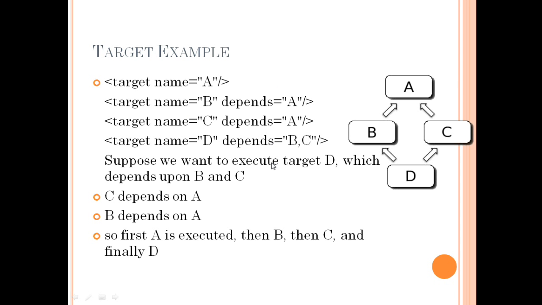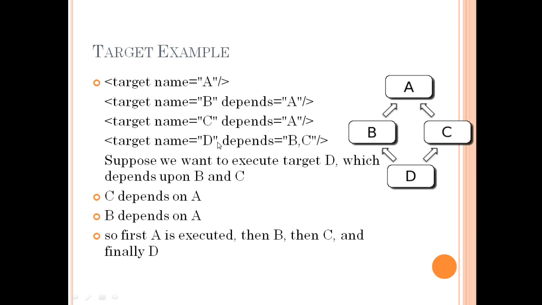Just an example of what we discussed, there is a target A. There is a target B that depends on A. There is a target C that depends on A. There is a target D that depends on B, C. So just imagine the default target is D.